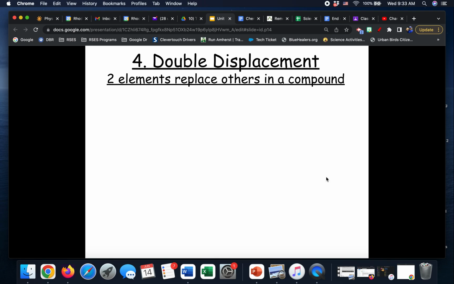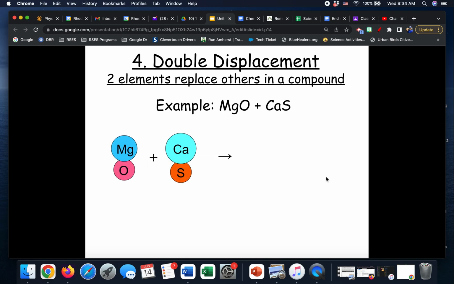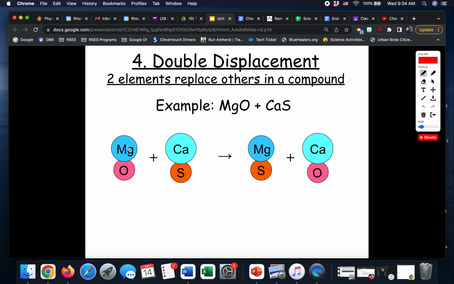All right, single replacement. Now we go to double displacement or replacement. Now 2 elements are going to replace each other. Example, MgO, magnesium oxide, plus CaS, calcium sulfide. Well, there's what we start with. We're just going to switch everything around. Notice, magnesium moved over here, replaced the calcium. Calcium moved over here, replaced the magnesium. 2 things replaced each other, and that's why it's called double displacement.